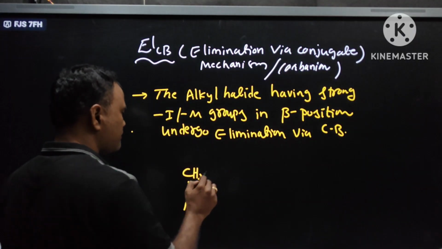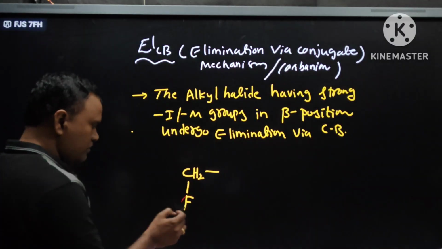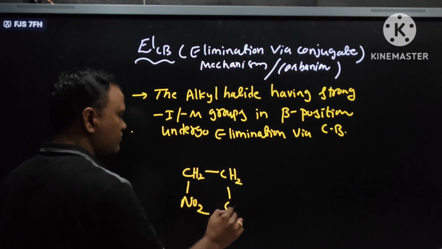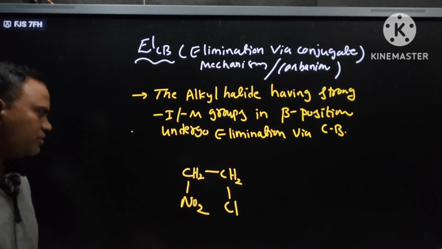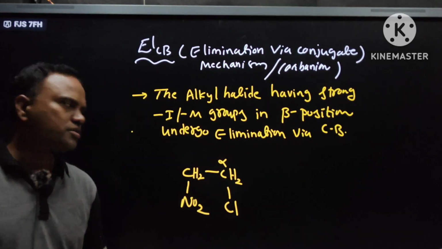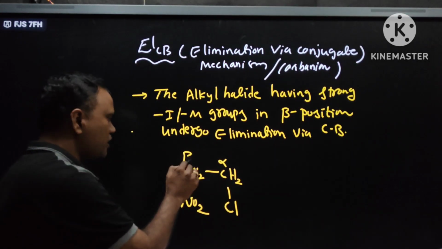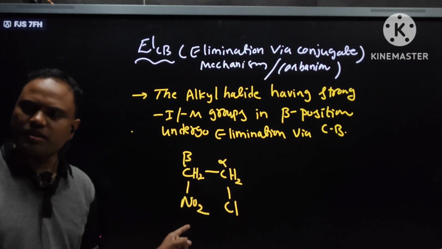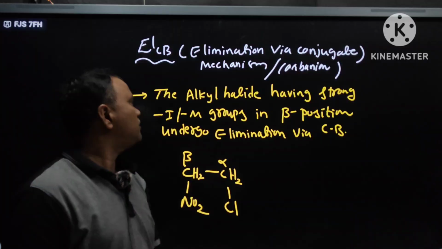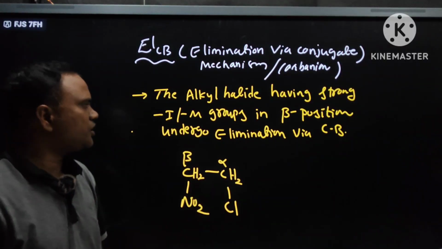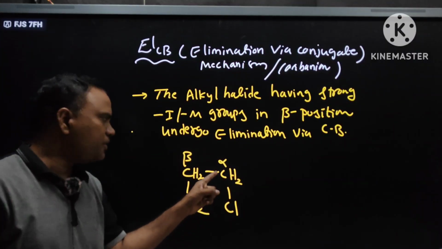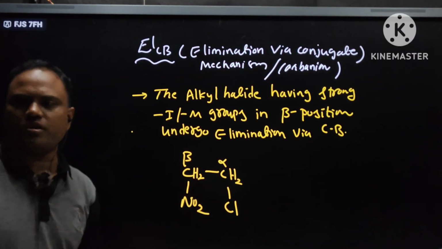CH2F, or I'll take this one. Look at this. This is the best example. Let me give the positions here. Alpha position: the halogen attached carbon is the alpha carbon. The next carbon is beta. On beta, is a strong minus I group there or not? So what is the statement? The alkyl halide having strong minus I or minus M groups in beta position undergoes elimination via conjugate base. You have to check like this. The alpha carbon is the halogen attached carbon. The next carbon is the beta carbon.